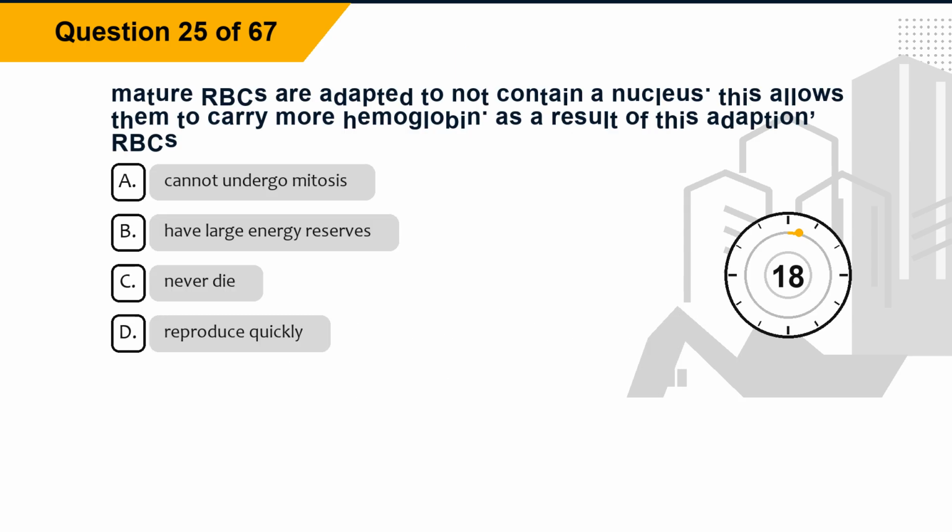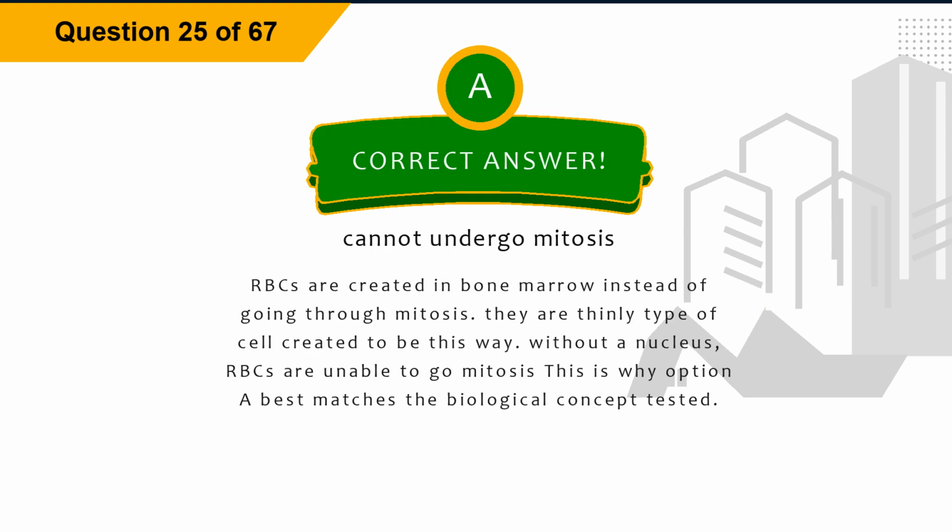Question 25. Mature RBCs are adapted to not contain a nucleus. This allows them to carry more hemoglobin. As a result of this adaptation, RBCs: Option A, cannot undergo mitosis. Option B, have large energy reserves. Option C, never die. Option D, reproduce quickly. The correct answer is option A, cannot undergo mitosis.